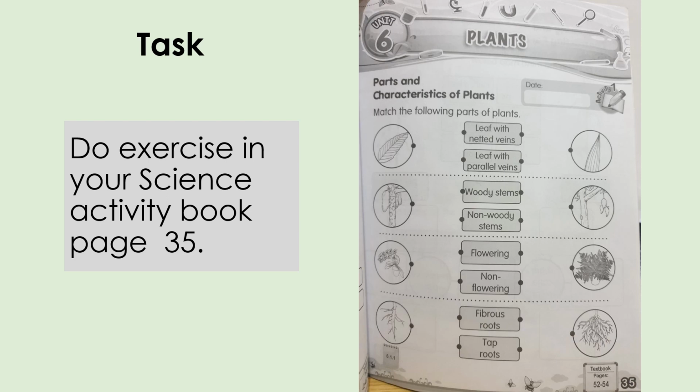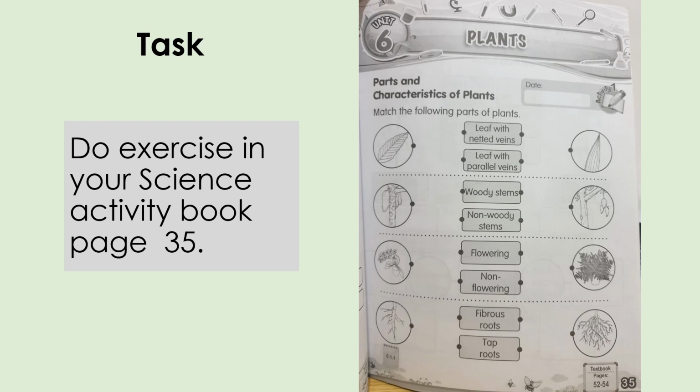I hope you remember the characteristics of 4 parts of the plants. There are flowering plant and non-flowering plant. There are woody stem and non-woody stem. There are leaf with netted veins. There are leaf with parallel veins. And there are fibrous roots and tap roots.